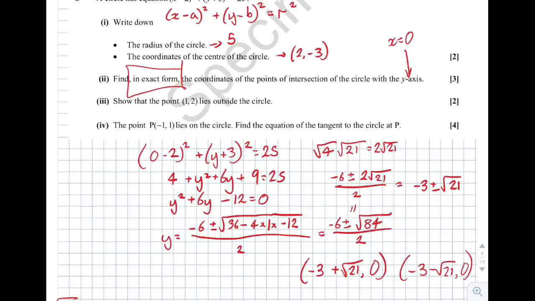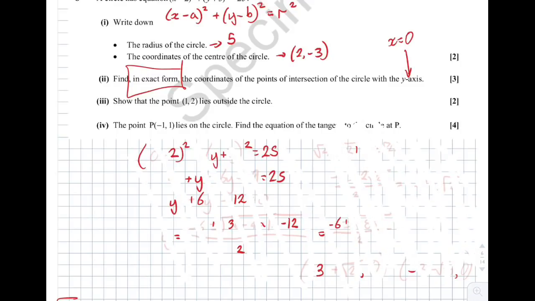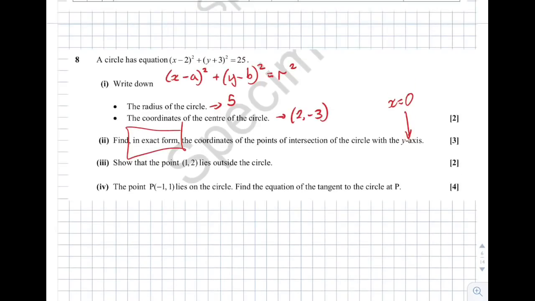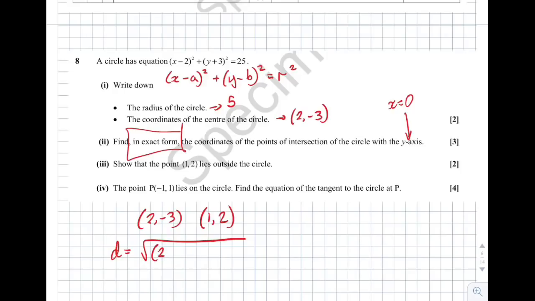Okay, so next bit, show that 1, 2 lies outside the circle. Now, if we think about how we define these circle equations, it's all the points which have got a distance of 5 away from the centre. So let's see if we can find the distance of that point 1, 2 from the centre. So we're finding the distance between 2, minus 3 and 1, 2. So we're going to use that distance formula we used earlier. So the distance is going to be the square root of y2 minus y1 squared plus x2 minus x1 squared.